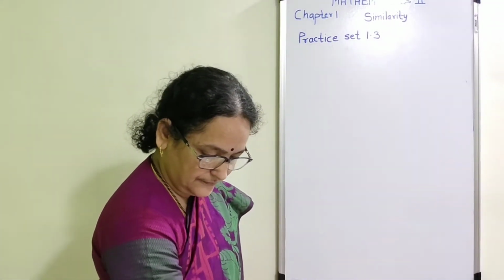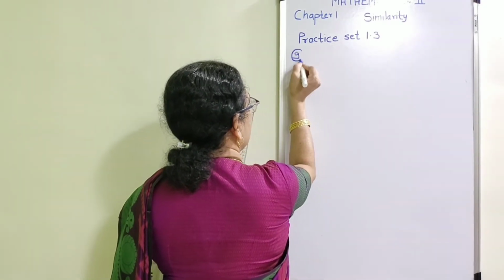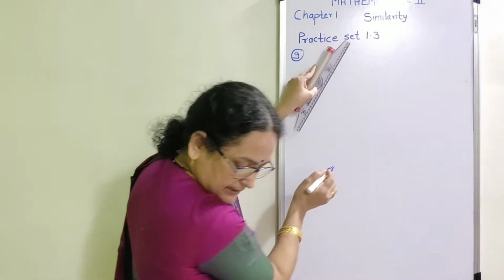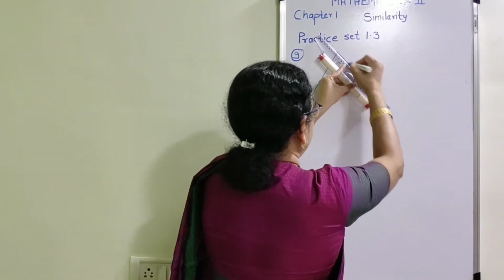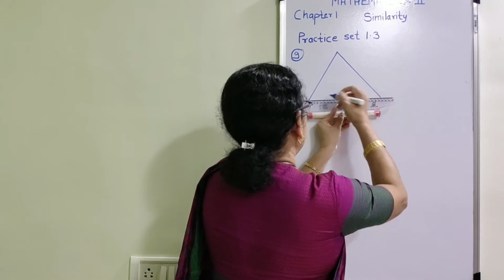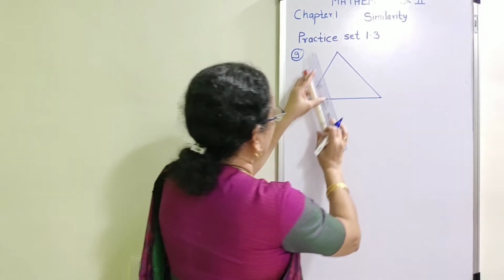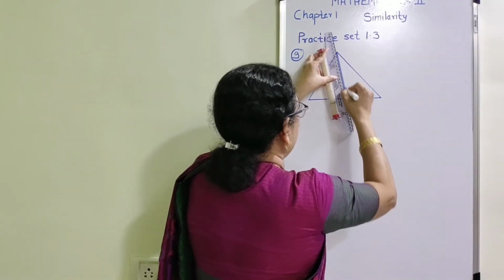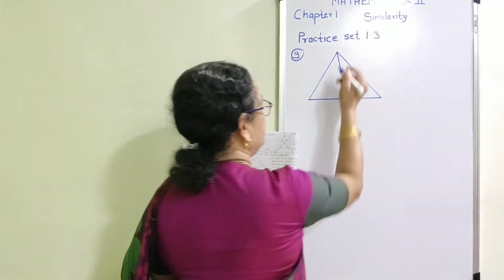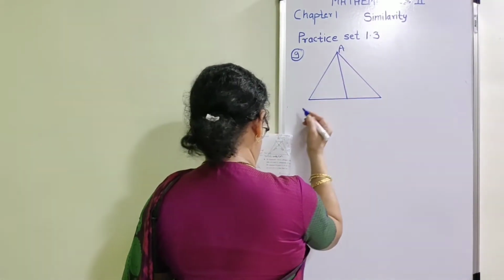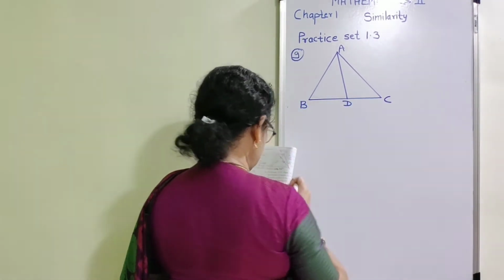Now I am going to draw the figure first of all. A triangle is given, example number 9 from practice set 1.3. A figure of a triangle is given. Also, another triangle in the interior region is given. Here, the name of the bigger triangle is A, B, C, and this point is D.